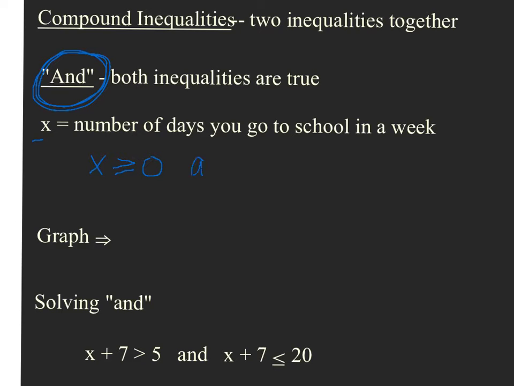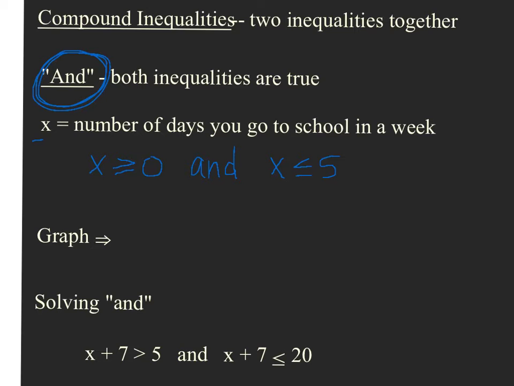Okay? And on the big side of things, you're not going to go to school more than 5 days in a week. You may come for sports, but I'm talking about actual school. So X also has to be less than or equal to 5. If it's greater than 5, you're coming to school too much. Now, this is one way to write it. You'll see this many times.